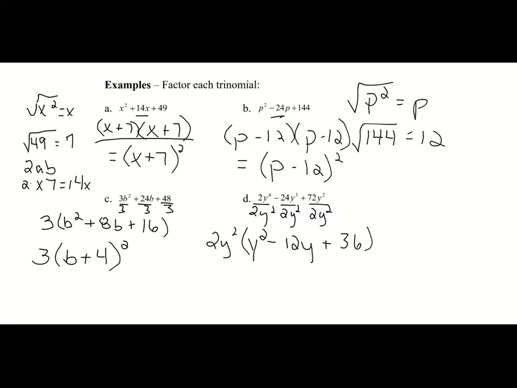And then y squared and 36 are perfect squares. The square root of 36 is 6. The square root of y squared is y. So 6y times 2 would give me 12y. It is a perfect square trinomial. So we're going to factor this as 2y squared times y, and because that first sign is a minus, it's going to be minus 6 squared. So my final factoring there is 2y squared times the quantity of (y minus 6) squared.